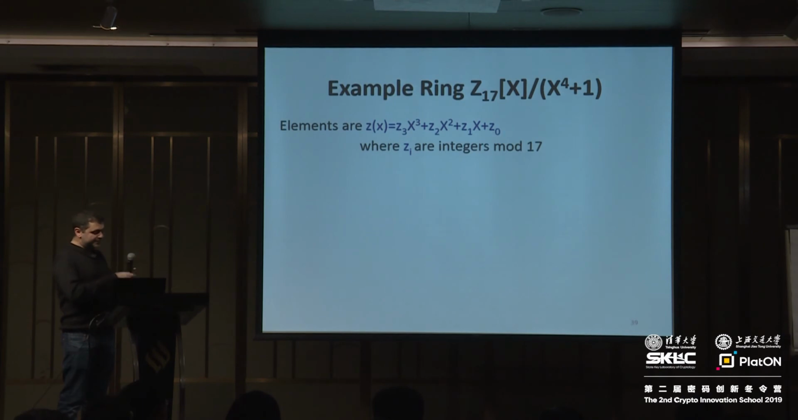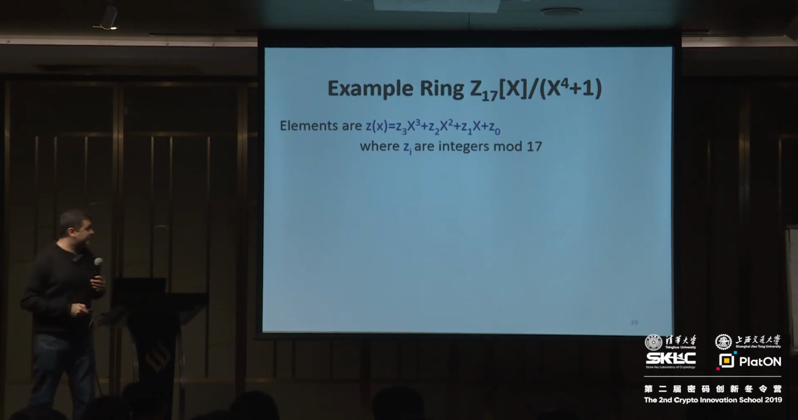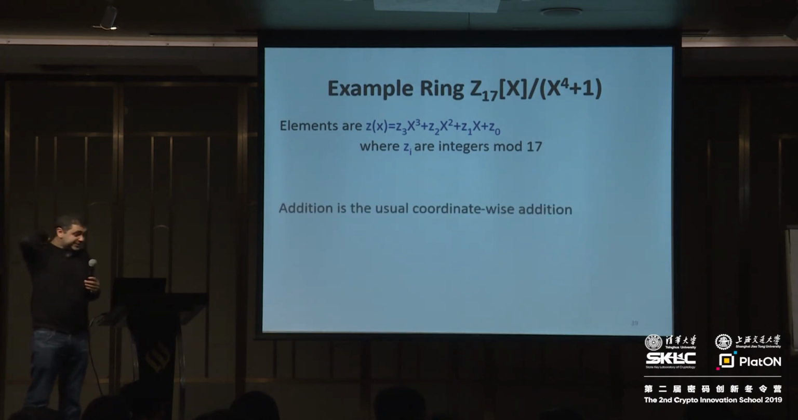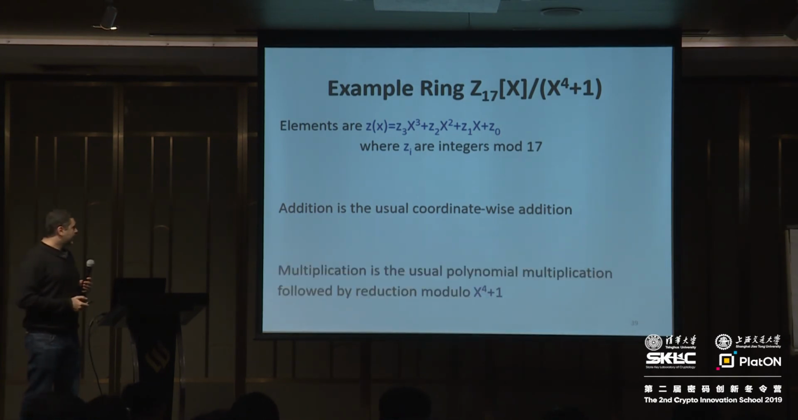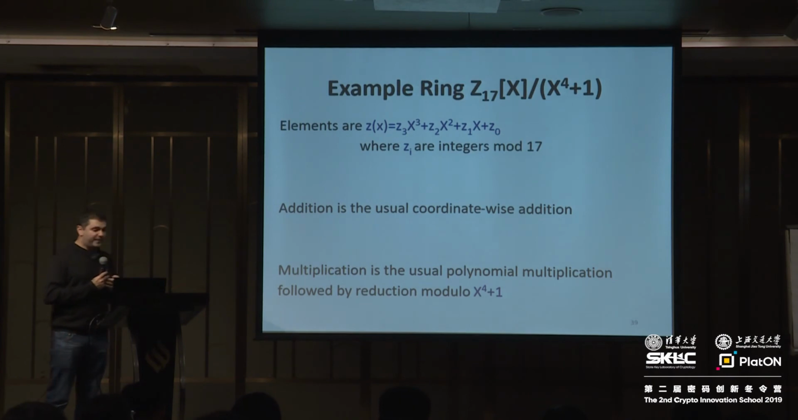What that really means is that these are polynomials, but whenever you do operations, multiplication or addition, you always do it mod 17, and also mod x^4 plus 1. I don't know, there must be some historical reason why it's written like this, but it's really mod 17 and mod x^4 plus 1. Addition of elements in this ring is just coordinate-wise addition of polynomials, mod 17. Multiplication is the usual polynomial multiplication with an indeterminate x, followed by mod 17, followed by a reduction mod x^4 plus 1.